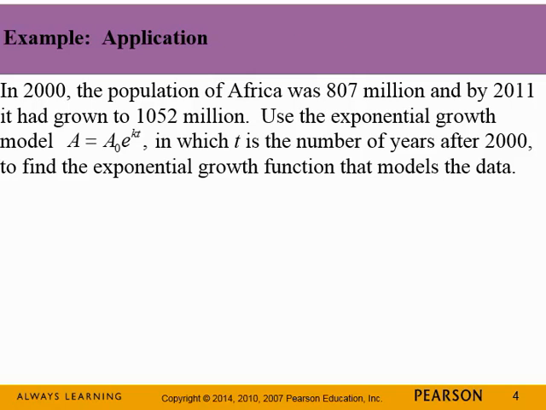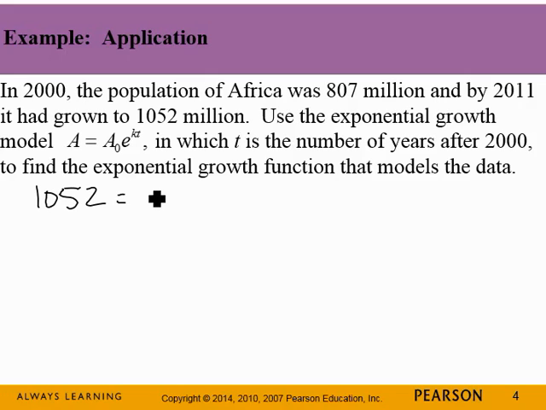So, an application question. In 2000, the population of Africa was 807 million. And by 2011, it had grown to 1,052 million. Use the exponential growth model, in which t is the number of years after 2000, to find the exponential growth function that models the data. So that means our new amount is A. We don't need to add the million part in, that's fine.